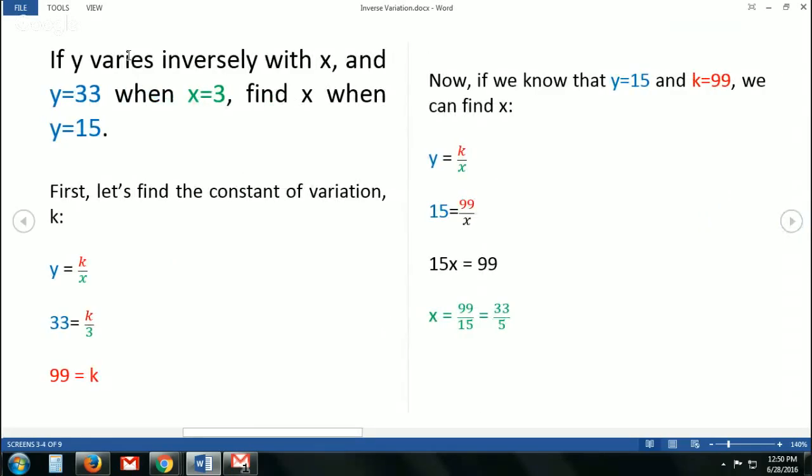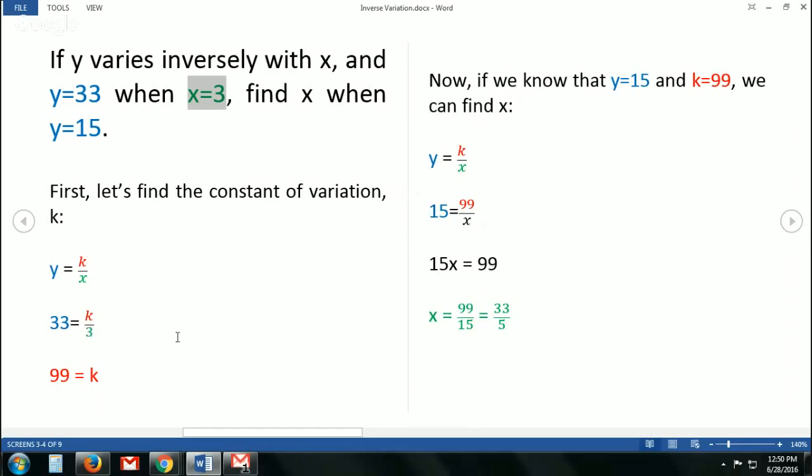Here is our problem. If y varies inversely with x and y is equal to 33 when x is 3, find x when y is 15. First, let's find our constant of variation, k. Here is our working equation, y is equal to k over x. We are told that y is 33. So let's begin by putting 33 in for y. We're also told that when y is 33, x is going to be 3. So let's put 3 in the place of x.